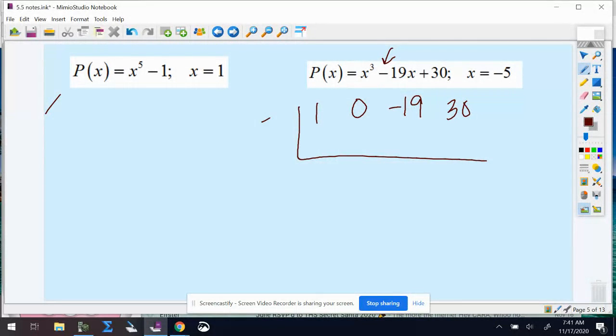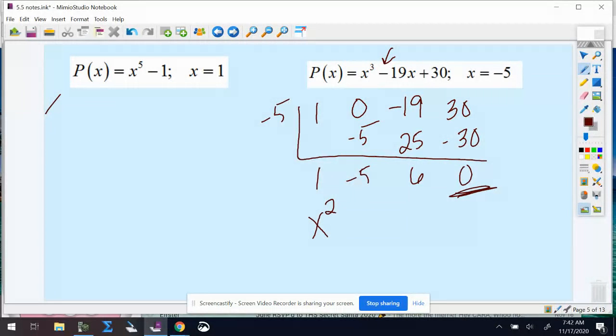And we're going to prove that -5 is one of the solutions or one of the roots. So we drop down the 1, multiply, add, multiply, add, multiply, add. And again, there's the proof. The proof is getting the 0 at the end. But if I wanted to go further and say, what are the other solutions? We're going to write down what these numbers represent. They represent 1x squared minus 5x plus 6.